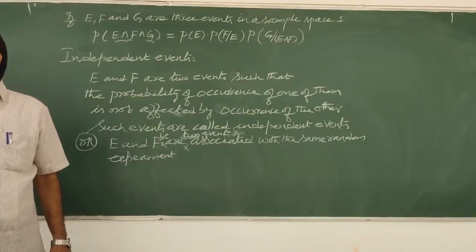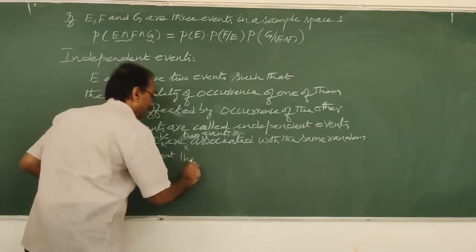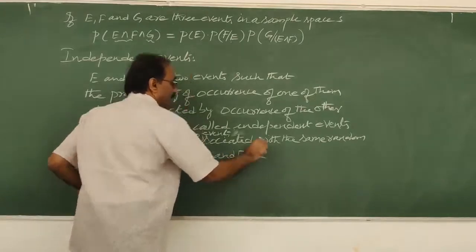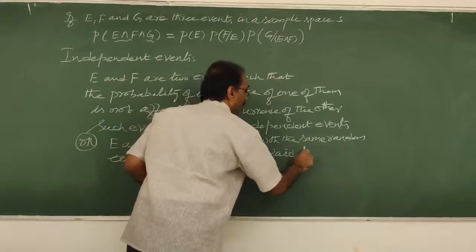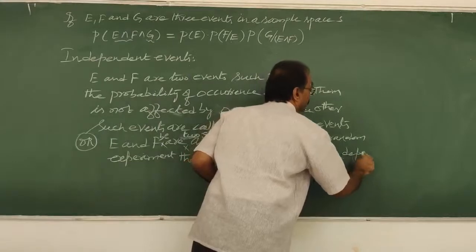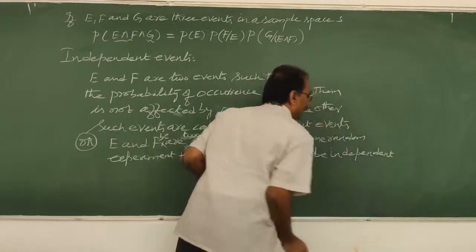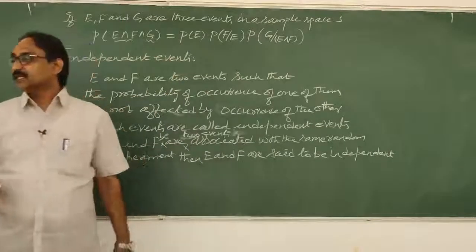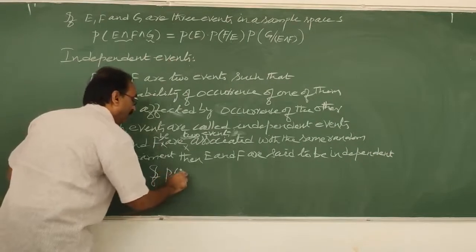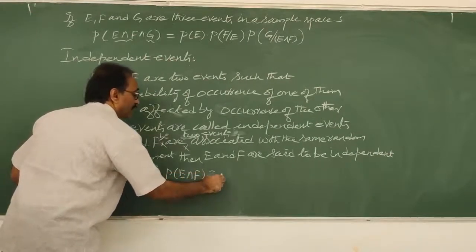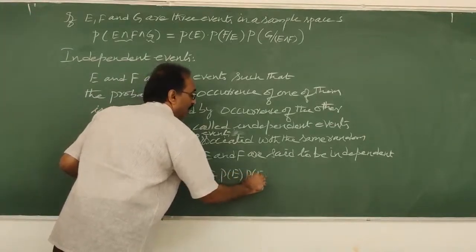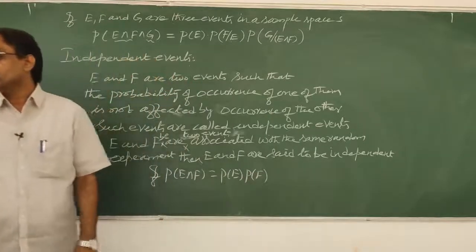Then E and F are said to be independent if P of E intersection F is equal to P of E into P of F. This is a very, very important point to remember.